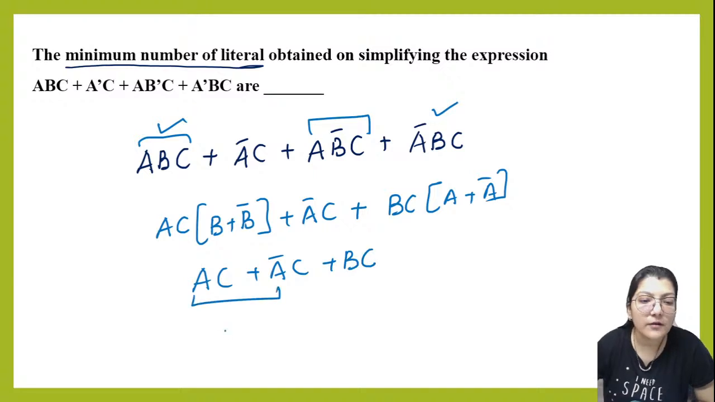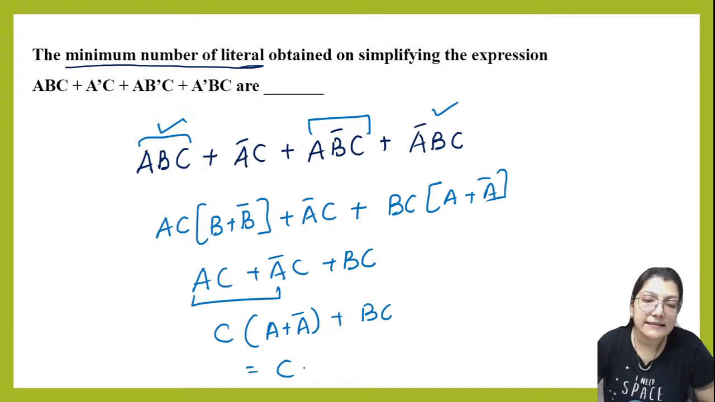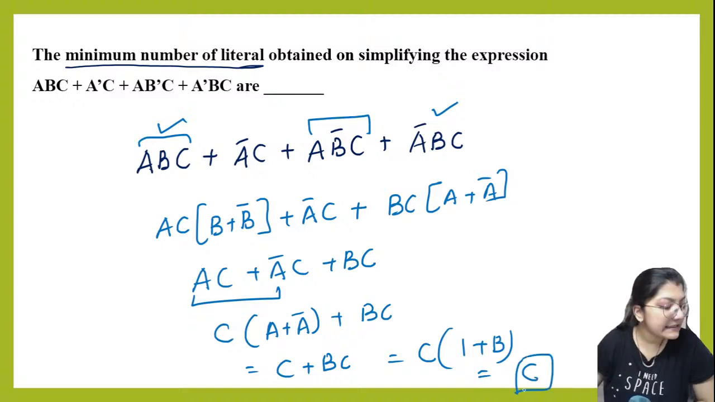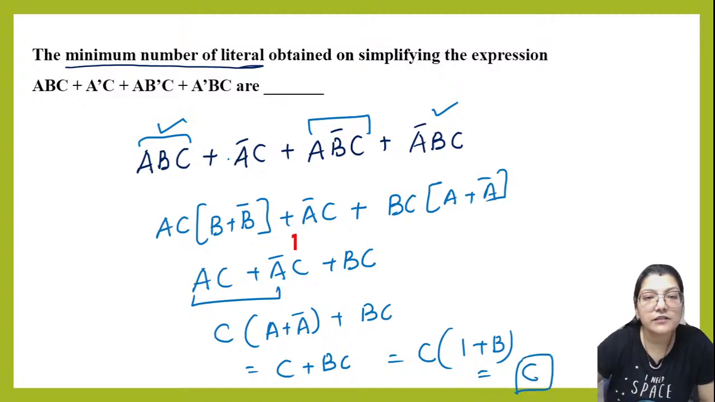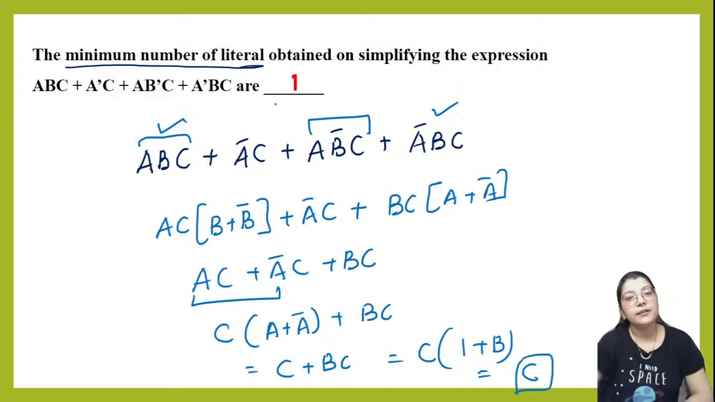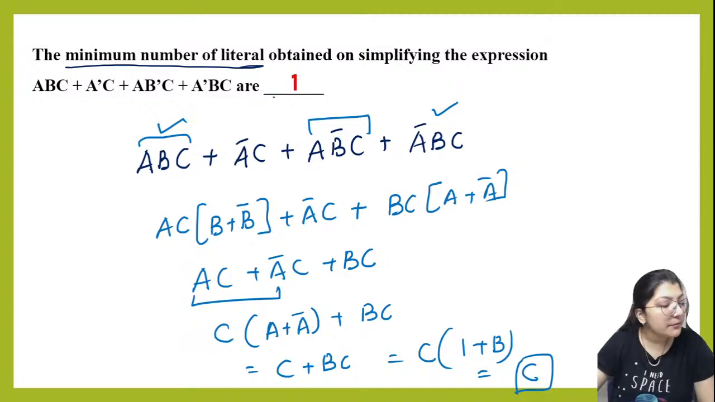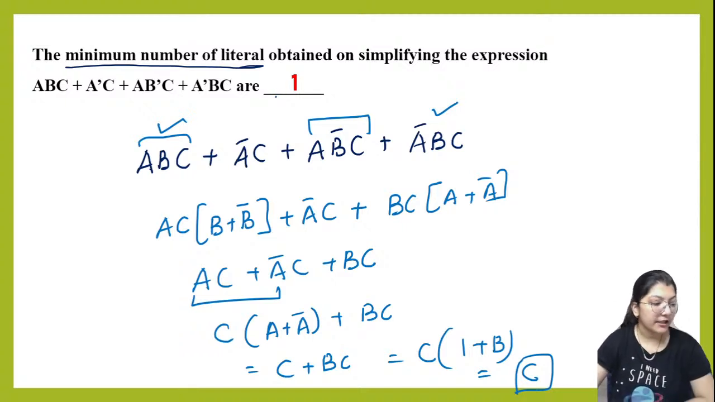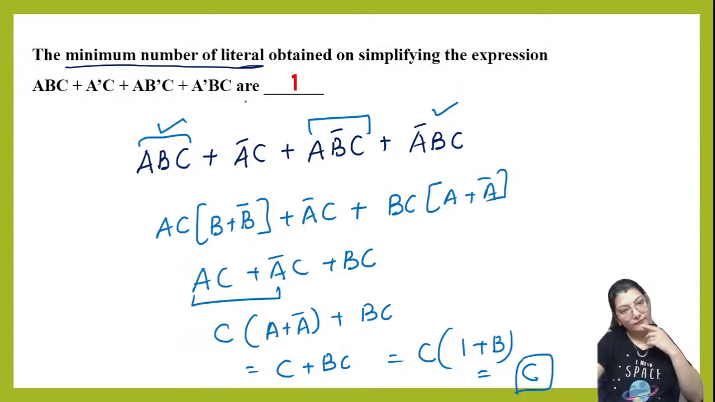So from these two I can take C common, it will be A plus A complement, plus BC, that is C plus BC. Now I can take C common, it will be 1 plus B, that is C. So only C is remaining. So how many literals will remain? Only one literal will be remaining. So the minimum number of literals obtained will be 1. Clear? Very easy.